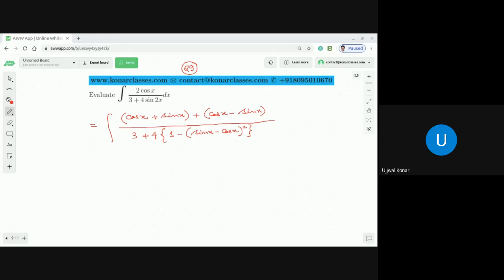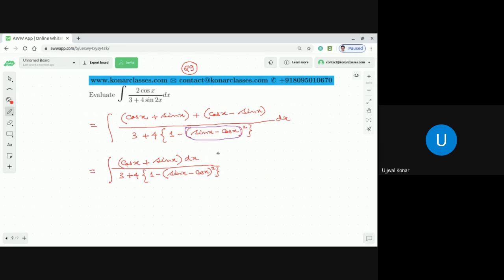Correct? Then we make it two different integrations. The first one is cos x plus sin x, because if you concentrate on the denominator, the differentiation of sin x minus cos x is nothing but cos x plus sin x. So I'll write here the integral of (cos x plus sin x) dx divided by 3 plus 4 into 1 minus (sin x minus cos x) whole square. Correct, dear students? Yes, that is the first one.